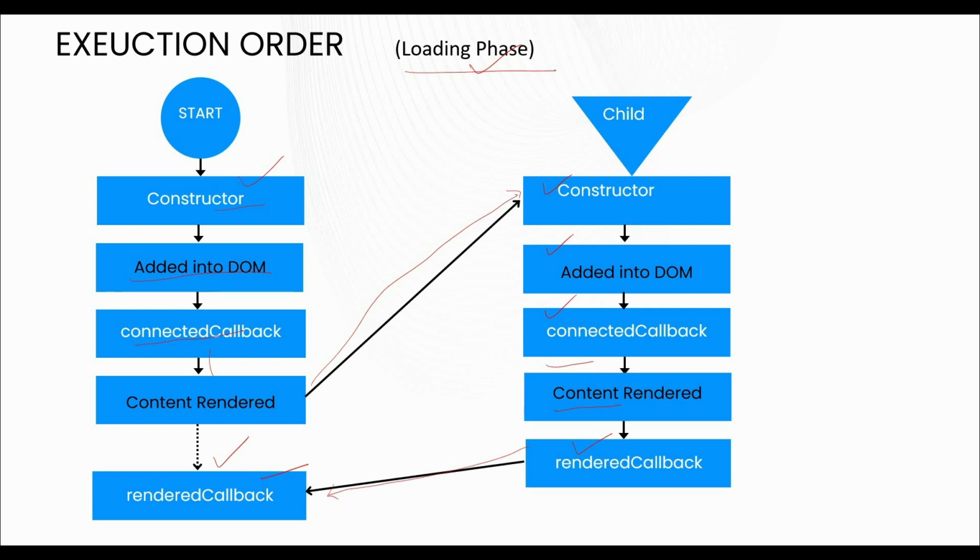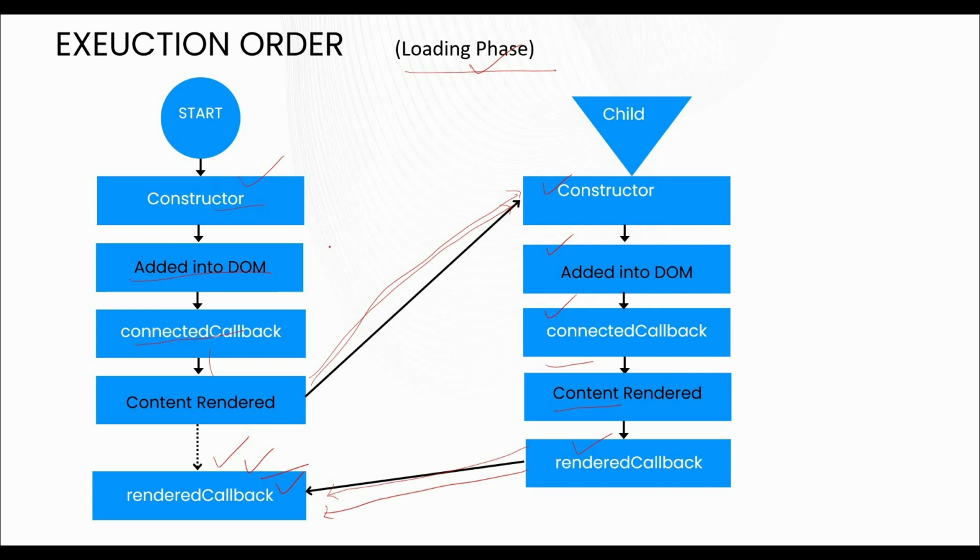Okay, so here we can say if we have a parent-child relationship in components, then before calling the renderedCallback method of the parent component, control will directly shift to the child, and once the child component rendering is done, control will shift back to the parent and call the renderedCallback method of the parent component.